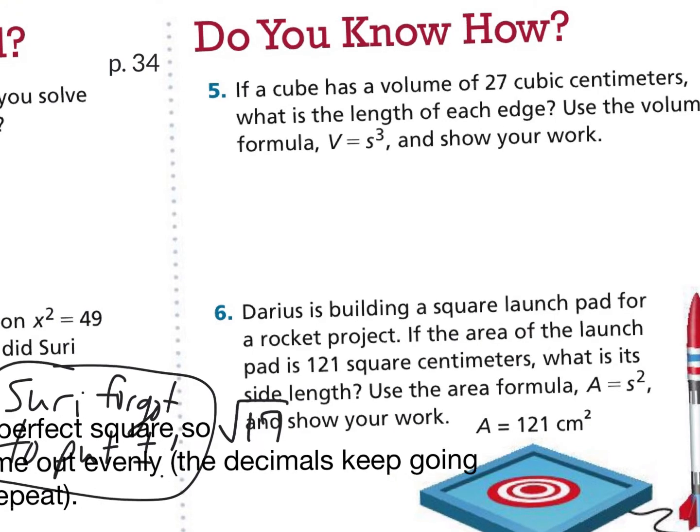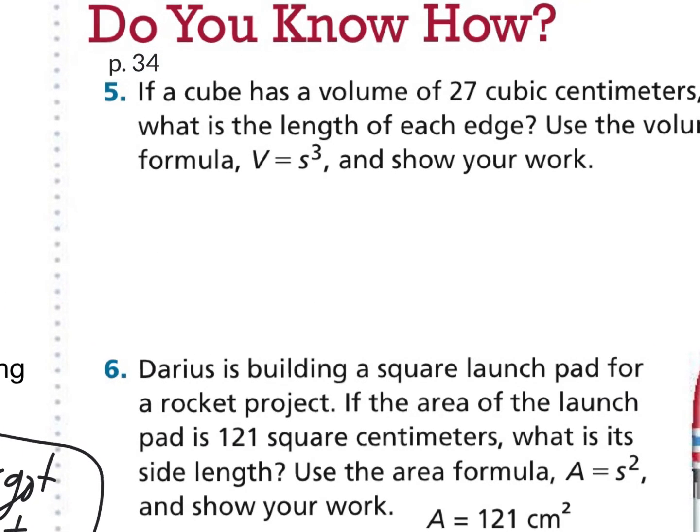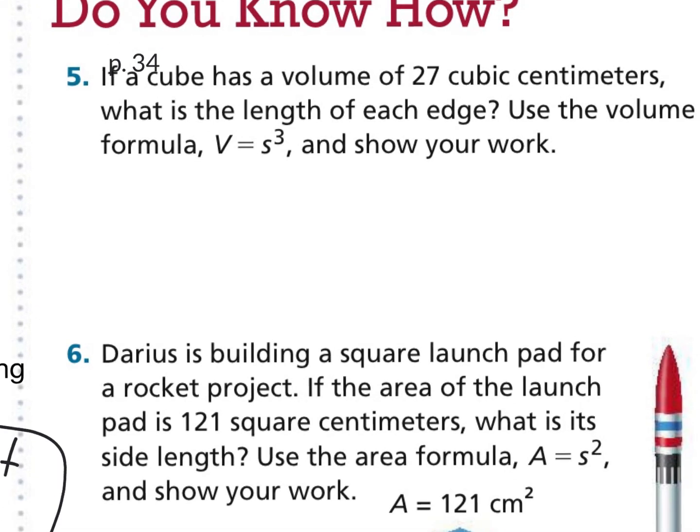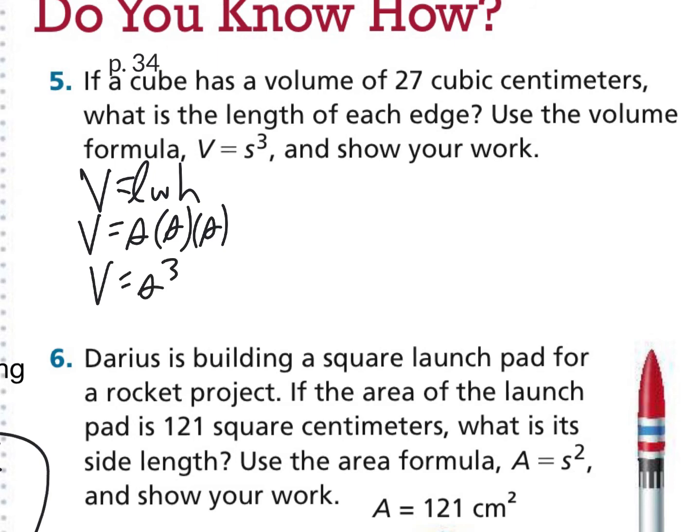We go to the Do You Know How, number 5. If a cube has a volume of 27 cubic centimeters, what is the length of each edge? Use the volume formula V equals s cubed and show your work. Okay, so a starting point we could have done, we've talked about, would be volume is length times width times height. It's just that on a cube, the length, width, and height are all the same. So that's how they got the s cubed.